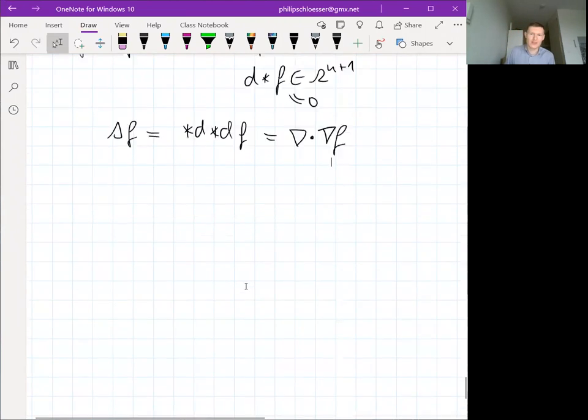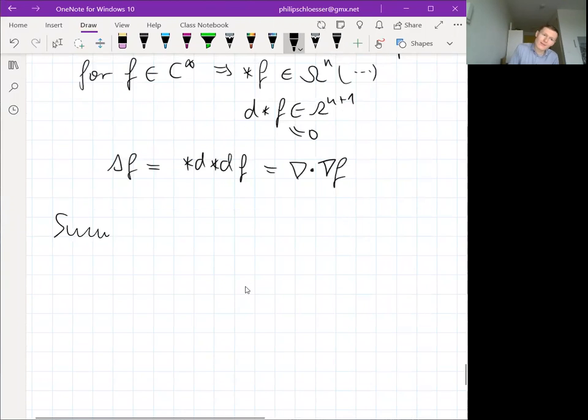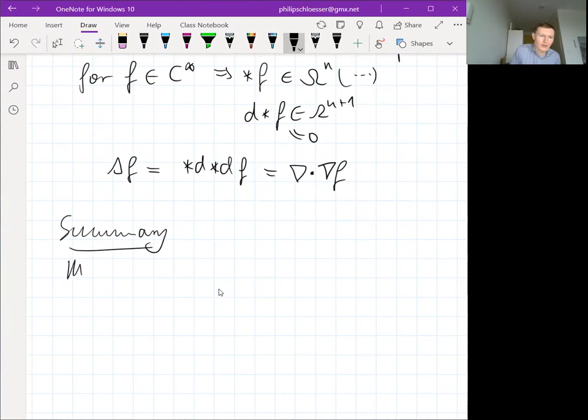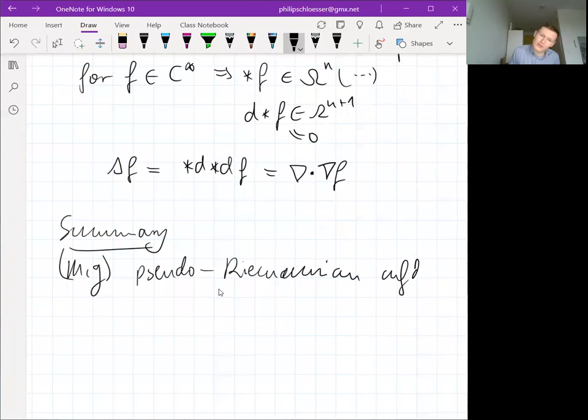Okay, so as a bit of summary. If (M, g) is a Riemannian or pseudo-Riemannian manifold of dimension n, then the ring omega bullet of M has the following structure.